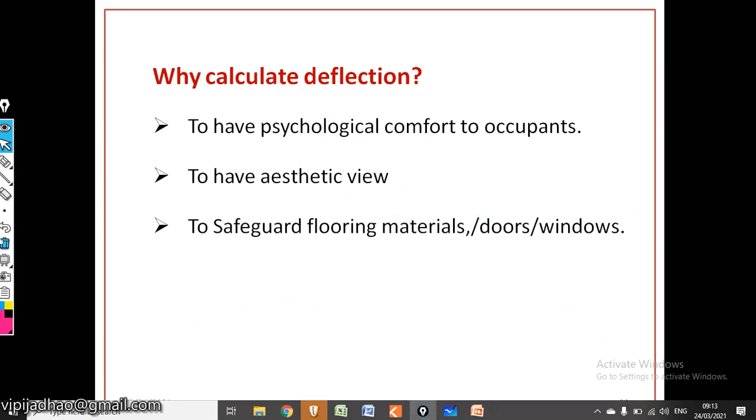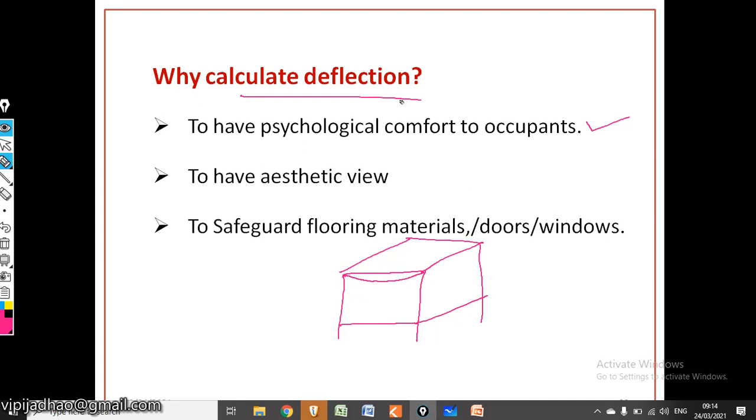Now, what is the requirement of calculation of your slope? The first requirement is to have psychological comfort for the occupants. Let us consider we are having some one ground story house like this, and this particular beam is deflecting by 150 mm. Will the occupants of this house consider the building safe? No. They will have a psychological discomfort that there may be failure of your building, and therefore this calculation of slope becomes important.